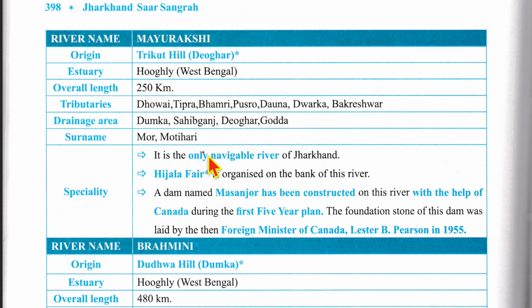Now speciality is that it is the only navigable river of Jharkhand. Hijhala Fair is organized on the banks of this river. A dam named Masanjor has been constructed on this river with the help of Canada during the first 5-year plan. The foundation stone of this dam was laid by the Foreign Minister of Canada, Lester B. Pearson, in 1955.